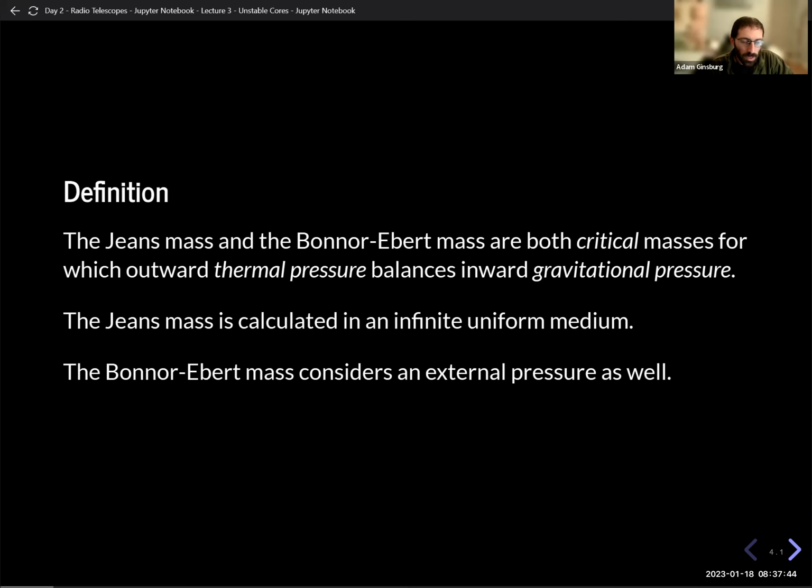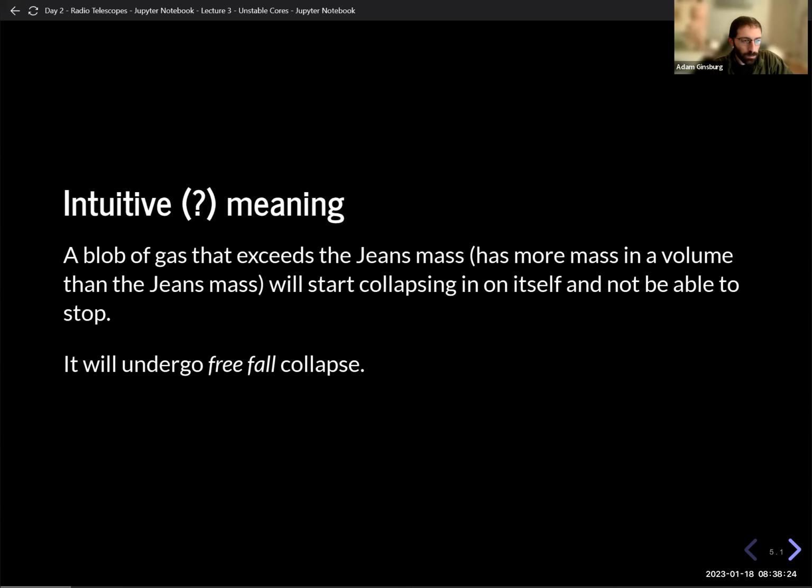So the Jeans mass and the Bonnor-Ebert mass are both critical masses, which means they are the mass at which outward thermal pressure exactly balances inward gravitational pressure. They are the most massive thing that can just barely balance the inward gravitational pressure with thermal pressure. Anything more massive will collapse. The Jeans mass is something we calculate in an infinite uniform medium, and that's the reason we say it's not self-consistent. There is no infinite uniform medium. The Bonnor-Ebert mass instead considers the external pressure and is more realistic. But the Jeans mass is easier to calculate, as we'll show.